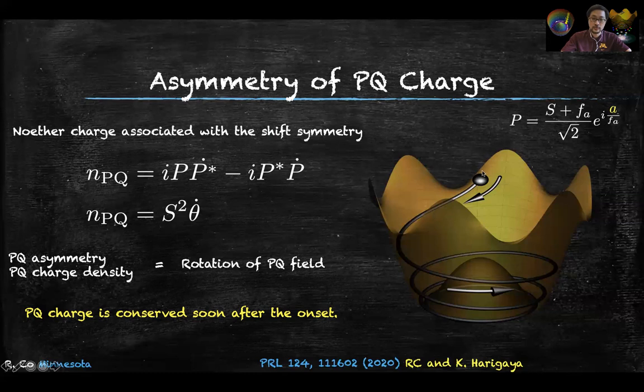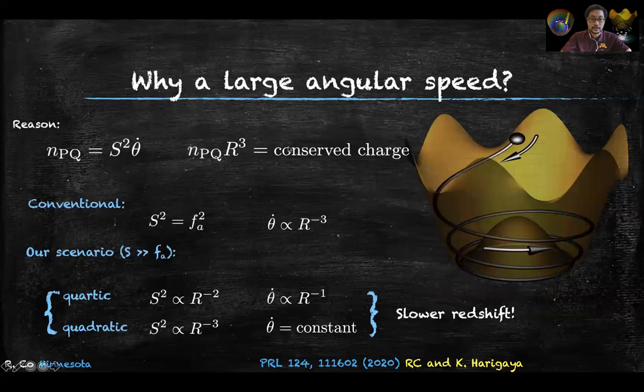So soon after the onset of this motion, when the higher dimension operators become inefficient, when the field value drops, then this PQ charge is conserved. So we call this conserved charge PQ charge or the PQ asymmetry. But what is important here is that this quantity is conserved soon after the onset of oscillation. And now I would explain to you why such an initial condition will actually lead to a large angular speed at low temperatures that would be relevant for dark matter and baryon asymmetry.